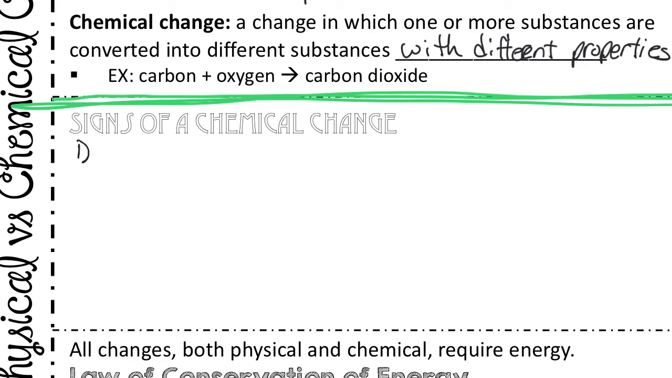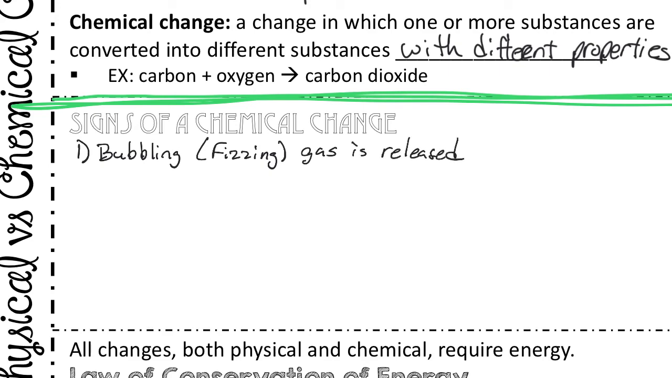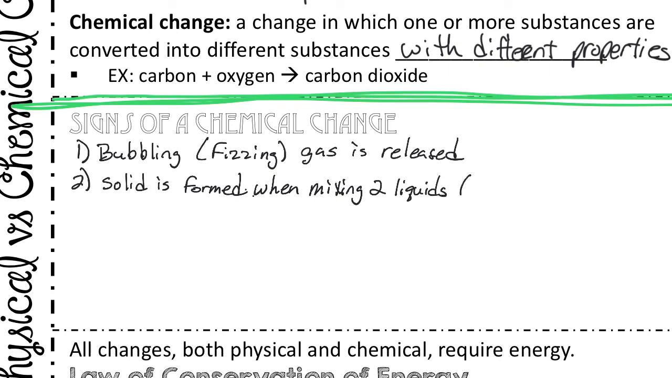Number 1 is bubbling or fizzing. Basically, a gas is being released. Number 2 is a solid is formed when mixing two liquids. The other name for this is a precipitate. That's a solid that forms when you're mixing two liquids, is the precipitate.